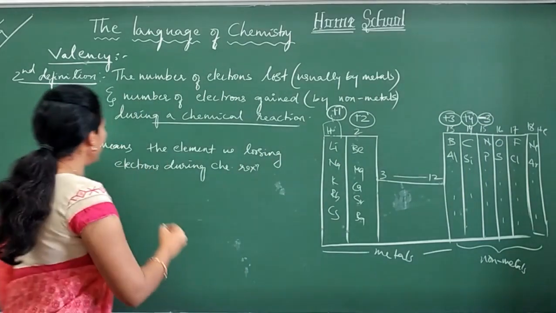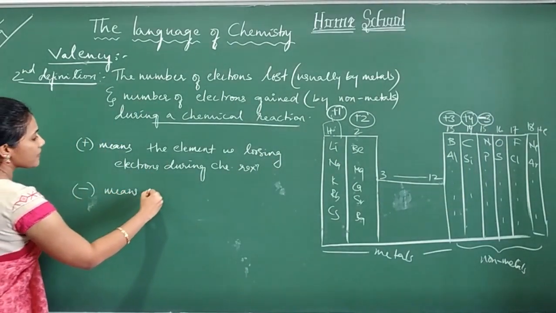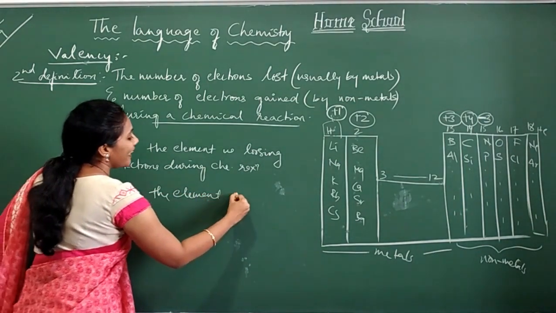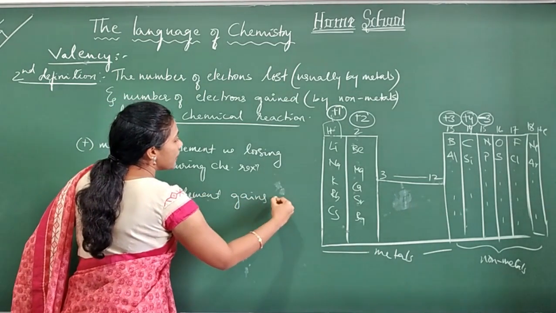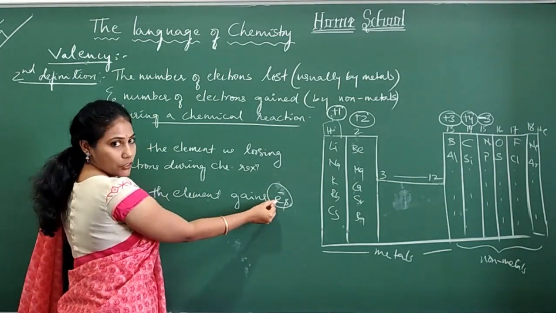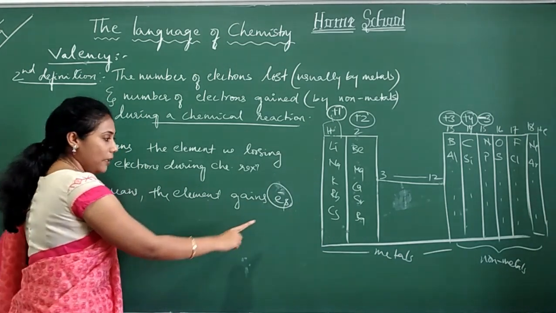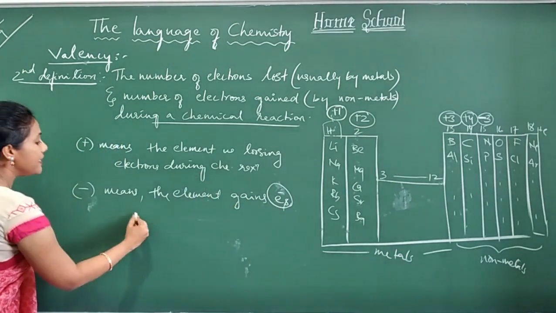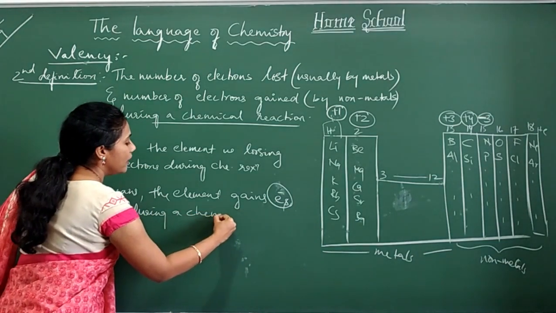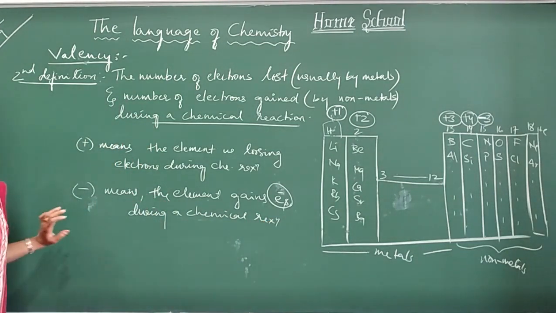So what is the meaning of minus here? Minus means the element gains electrons. This is a shortcut of writing an electron. Instead of writing a long word electron, I can use this symbol also here. So the element gains electrons during a chemical reaction. Then that is indicated with the sign minus here.